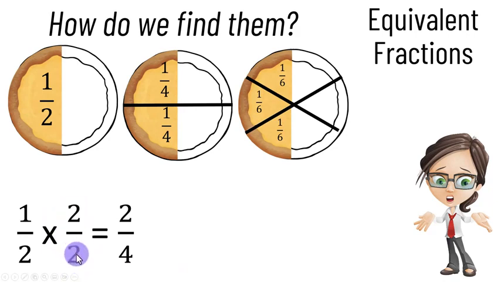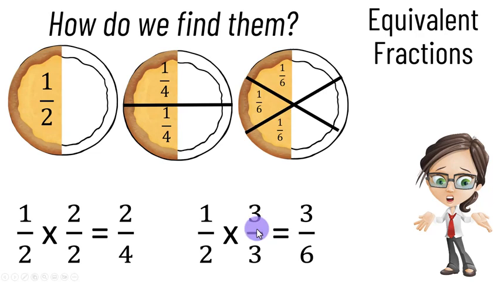And we can do something really similar to get to 3/6. So see that 2 over 2 equals 1? Well, so does 3 over 3. I can multiply 1/2 by 3 over 3 and get 3/6. Remember, 3 over 3 is equal to 1, so I'm not changing the value. 1/2 times 3 over 3 equals 3/6, because 1 times 3 is 3, and 2 times 3 is 6. We multiply straight across. And I have 3/6 of a pizza. Lots to share.